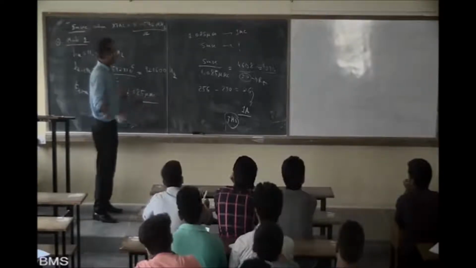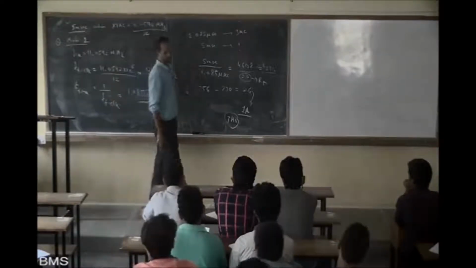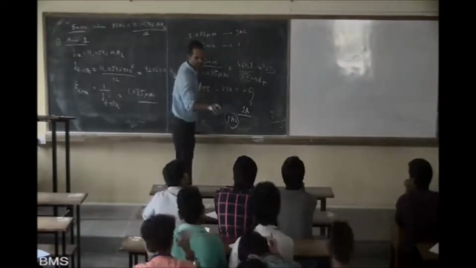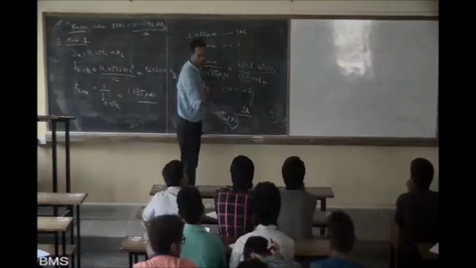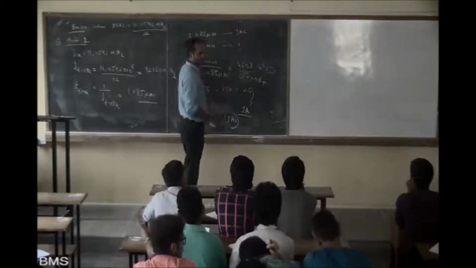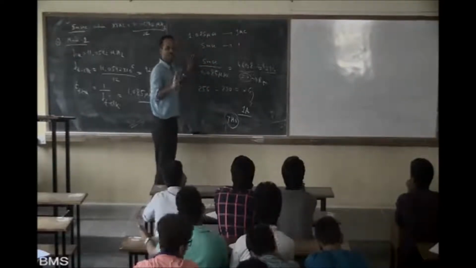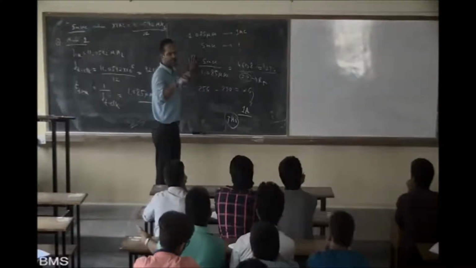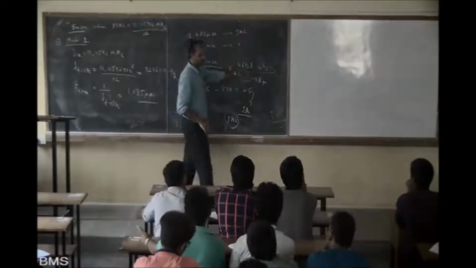Am I clear with the question? Then you should go with this calculation. If they have told you specifically to use timer mode 2, then you try with timer mode 2. If they have not given you anything, timer mode 1 is the best and easiest. So calculate this, you will get a count.